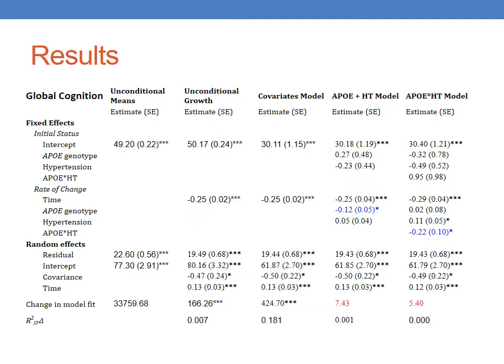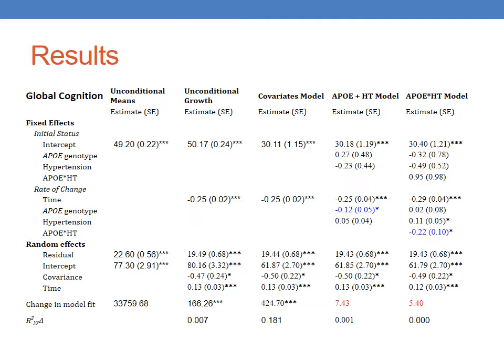In our second model then, we're introducing time, and when we do this you can see that there is a significant decline in global cognition scores over time, and that the time variable is improving the model fit and explaining an additional 0.7% of the variance. In model 3, where we introduce our covariates, again we can see that the model fit is improving, and also the amount of variation explained is increasing to 18%.